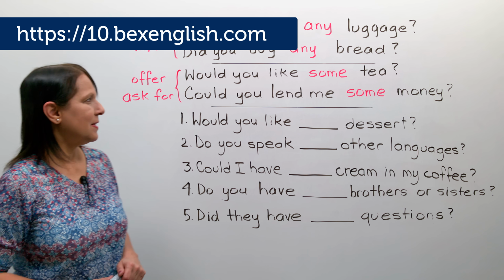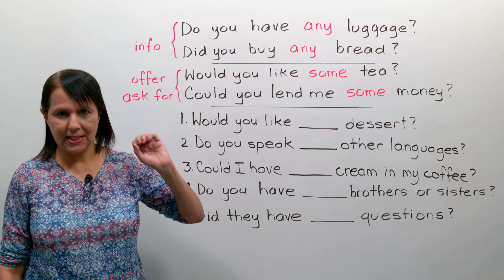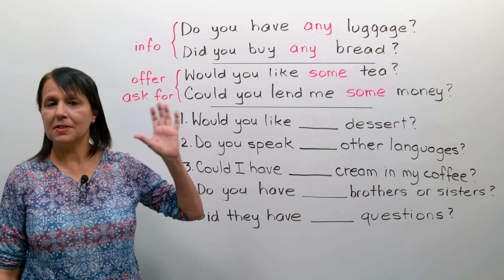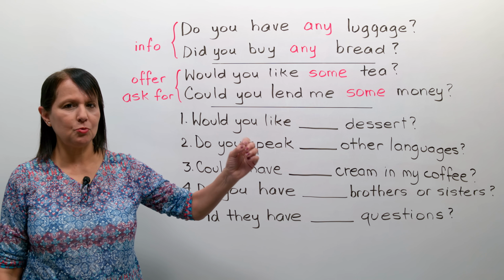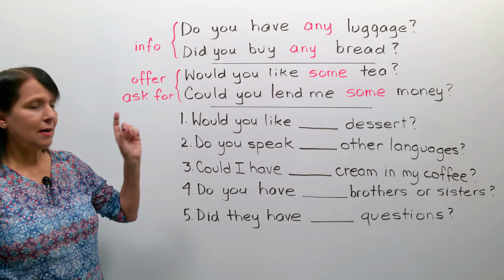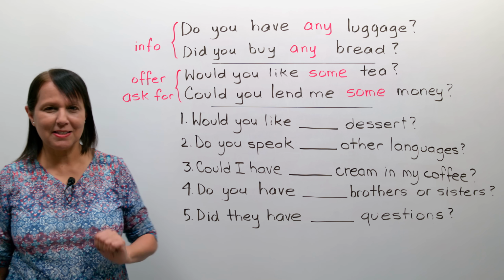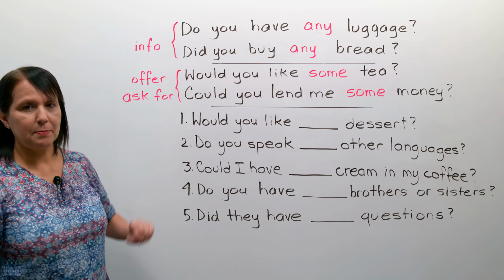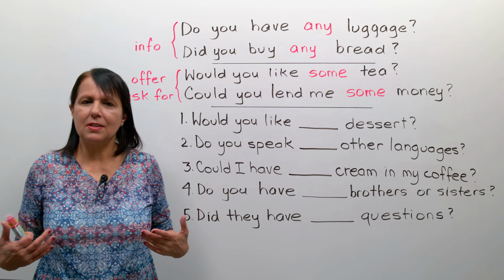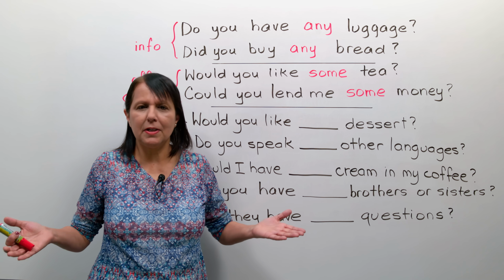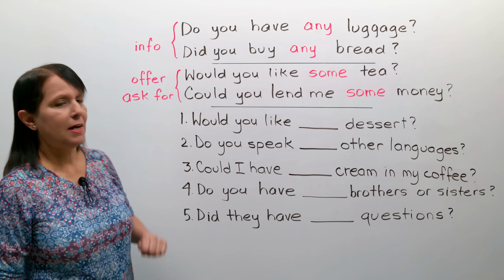Okay, so let's begin. Before, on the other board, we looked at sentences. And we said if it's a positive sentence, then we use some. And if it's a negative sentence, we use any. But now we're looking at questions. It's a little bit different, so let's understand what it is. Let's start up here. If we're asking basic questions where we're just asking for regular information about something, then it works like this. Do you have any luggage?